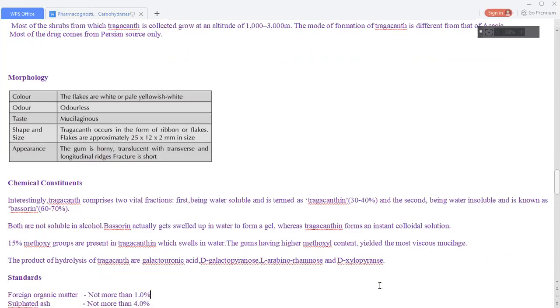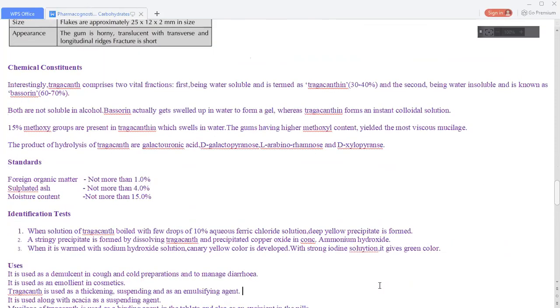Next, coming to its chemical constituents. Interestingly, Tragacanth comprises two important fractions. The first one being water soluble and is called Tragacanthin, which constitutes about 30 to 40%, and the second being water insoluble and is known as Bassorin. It constitutes about 60 to 70%. So the maximum portion is Bassorin, which is water insoluble.